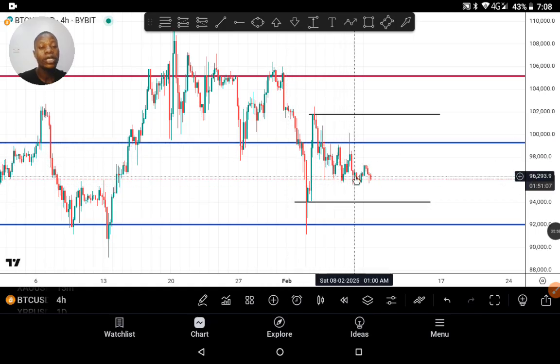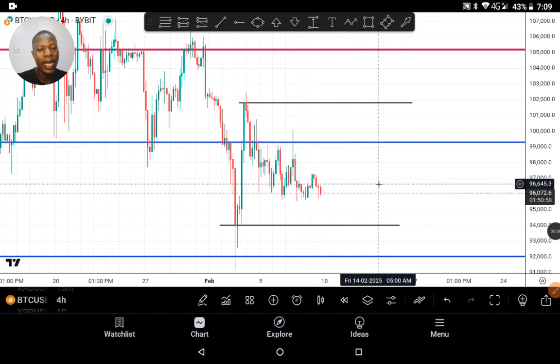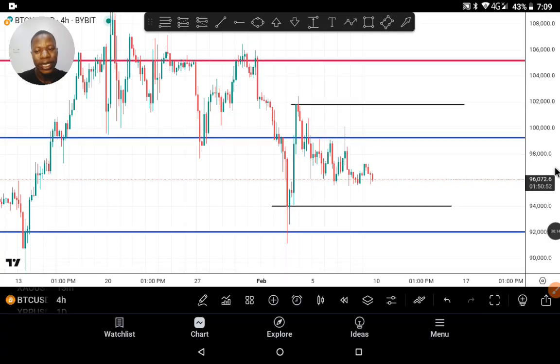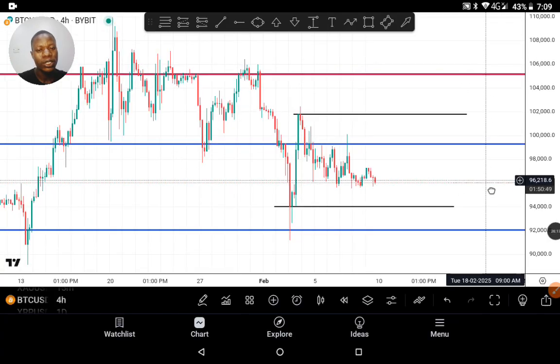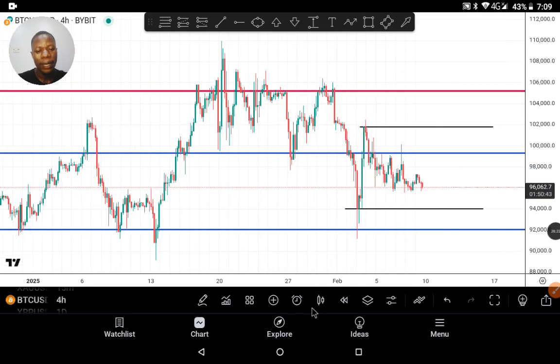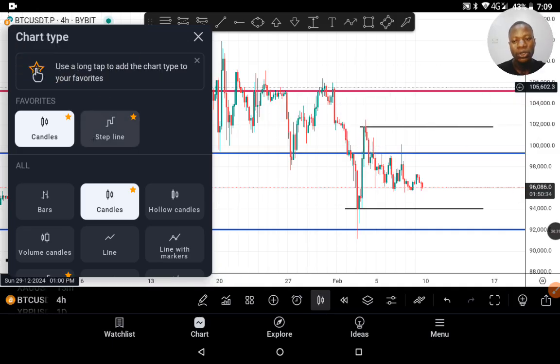However, even within a structure, there's always a micro structure. But in order not to make your chart too dirty, full of lines and everything, you just have to find a comfortable way of marking all these levels. But trust me, it's not difficult. Just look for the swing high and swing low. And if you can't get it easily, try and use this. There was a time I was using this tool. When you come to this chart type, you can switch between step line and candles. Sometimes when I am unable to spot my swing high and swing low easily, I use the step line to identify it.